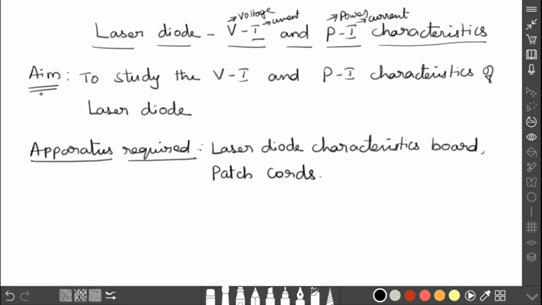So what is the aim of the experiment? To study the VI and PI characteristics of a laser diode. And then what are the apparatus required for this experiment? Laser diode characteristics board and patch cards. So what does this characteristics board consist of? As I already said, one is voltage, another is current, and then power. So three meters we require, and a power supply also.